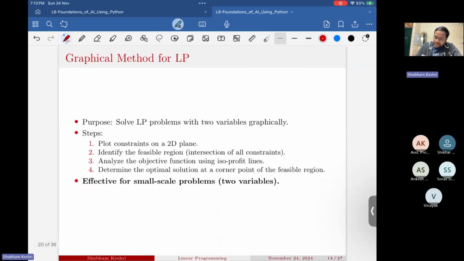So the first method which we'll see is the graphical method. Since we are using a two-dimensional graph, it can only be solved if you have two variables. You will not be able to solve a linear programming problem using the graphical method if you have more than two variables. You can go for three variables, but you have to imagine it in 3 dimensions. But going beyond 3 dimensions is not possible using this method.